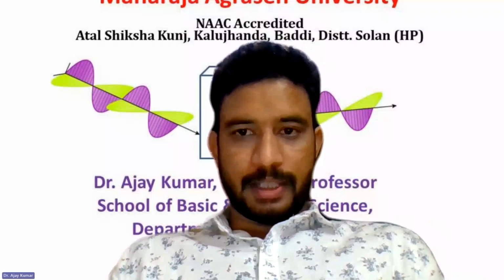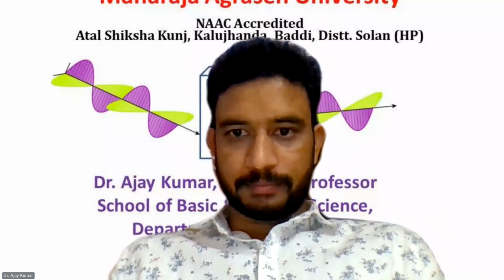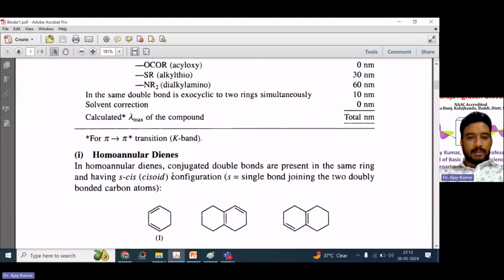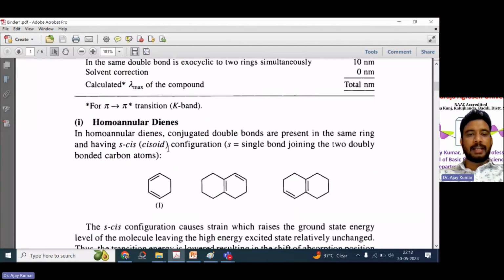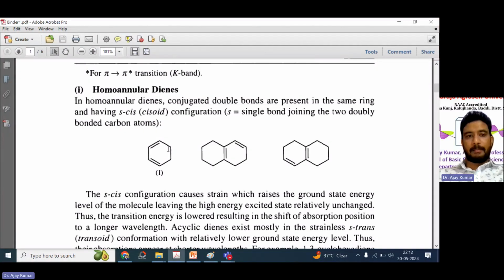So first of all, what is a homoannular diene? Homo means same. Di means two, and ene means double bond, meaning the double bonds are present in a single ring. One point should be noted here, that both the double bonds should be present in the same ring and be conjugated. In a homoannular diene, the conjugated double bonds are present in the same ring and have s-cis configuration, with a single bond joining the two doubly bonded carbon atoms.